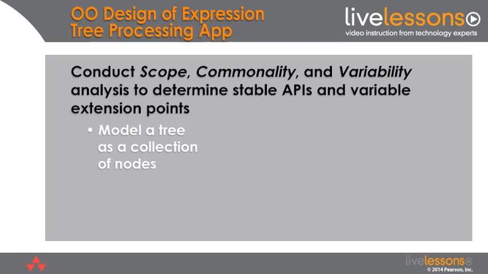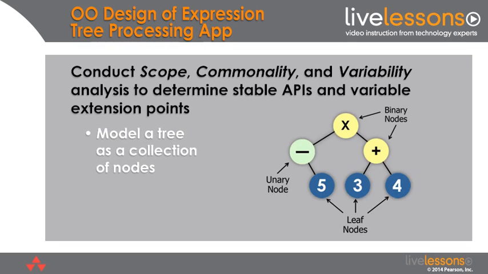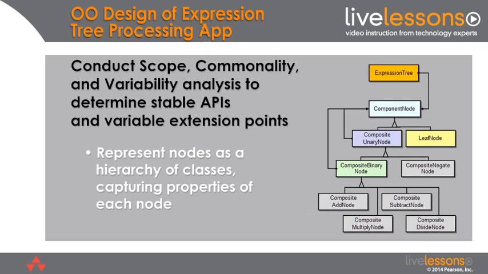We're going to start by modeling the tree as a collection of nodes. And in keeping with our idea of trying to model the domain, those nodes will be divided up into different kinds of nodes: binary nodes, unary nodes, leaf nodes, and so on. And then we're going to find a way to represent those nodes using a hierarchy of classes that capture the different properties of each type of node.